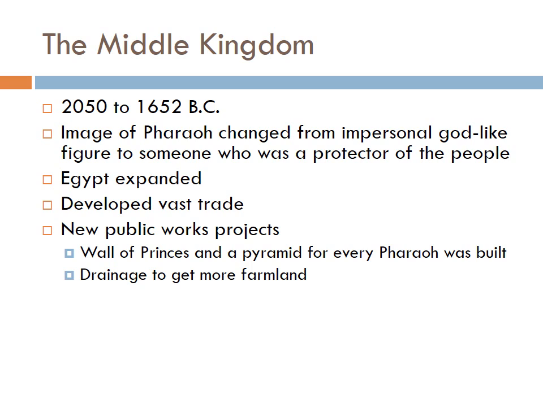This is the time where really there's a lot of flourishing with trade because, once again, expansion typically equals more and more movement of trade, long-distance trade. And then new public works projects. You have the Wall of Princes, for example. There's a pyramid for pretty much every pharaoh built during this kingdom. Not so much in the Old Kingdom, but during this kingdom, it was like every pharaoh had to have a pyramid, otherwise they were terrible.